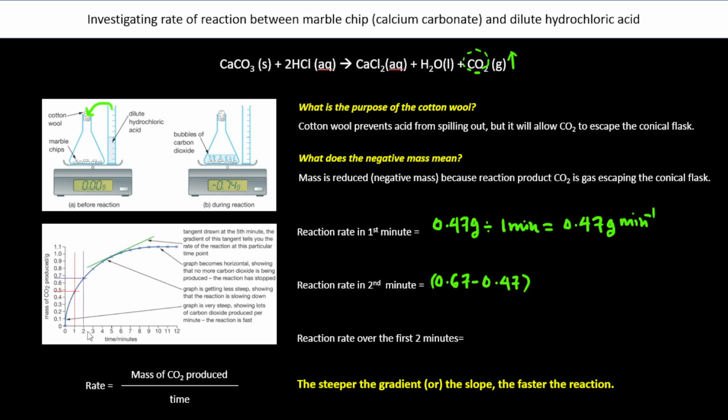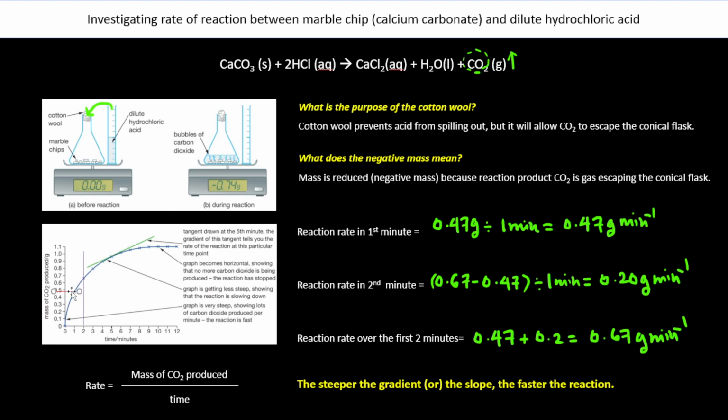Divided by, since it is another minute, it is still 1 minute. So you will get around 0.20 grams per minute as well. So the total reaction rate over the first 2 minutes would be roughly around 0.47 plus 0.2, which would result in 0.67 grams per minute. And let's try to read the graph a bit here.